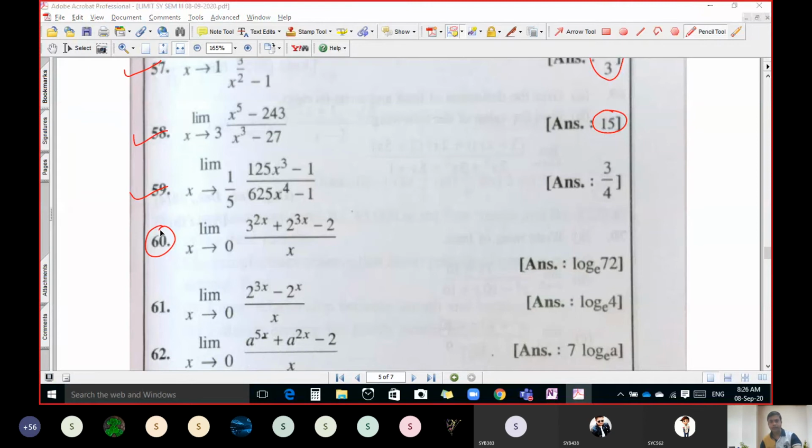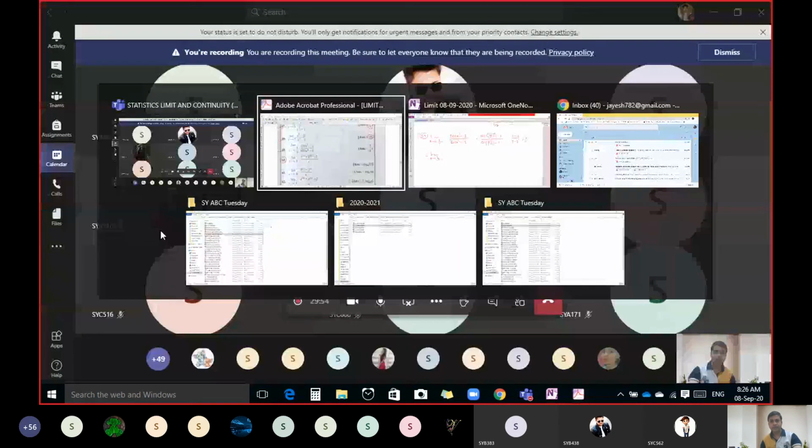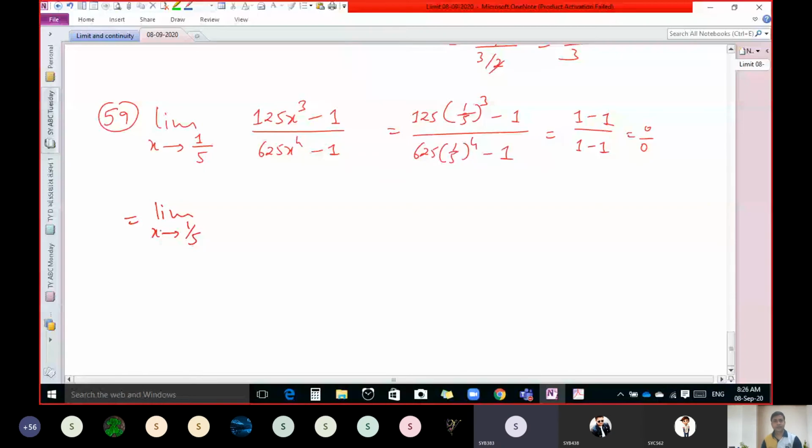Yes. Anybody? Yes, sir. Yes, please. Numerator divided by 125x minus 1 and denominator divided by 625x minus 1. No, you can't do like that.